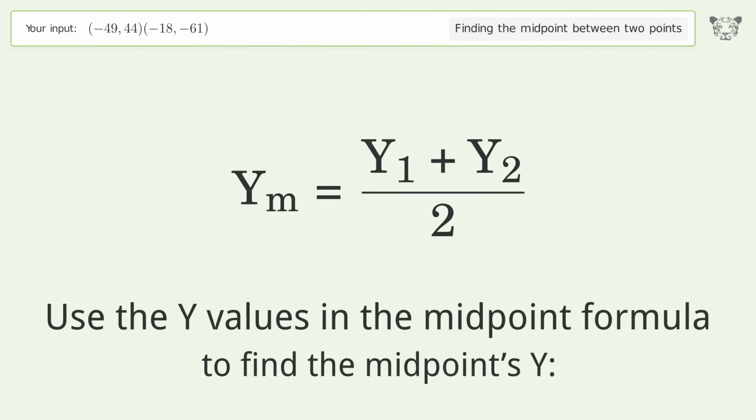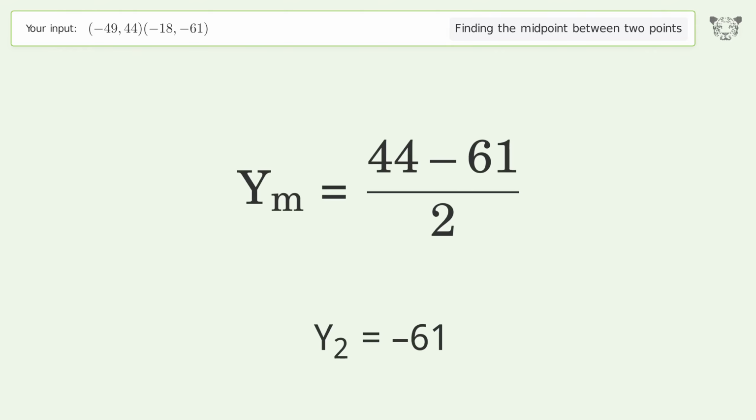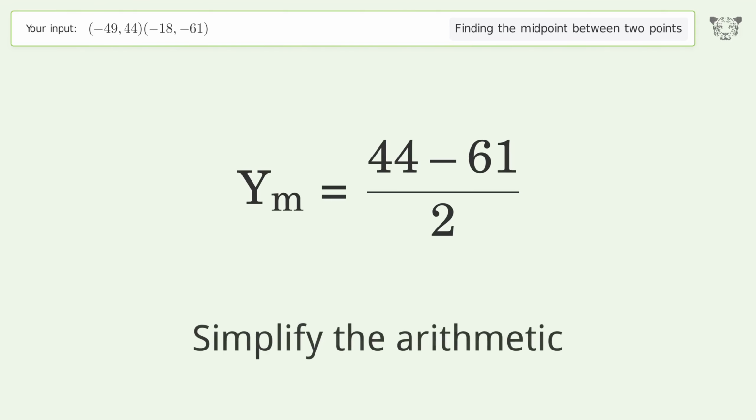Use the y values in the midpoint formula to find the midpoint's y. y1 equals 44. y2 equals negative 61. Simplify the arithmetic.